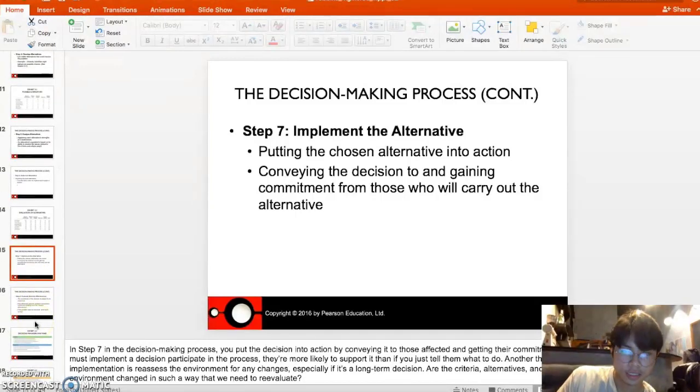Okay. Step 7, implement the alternative. When you have done the 6th step, you put your decision into action by doing it. You cannot solve a problem without doing it.